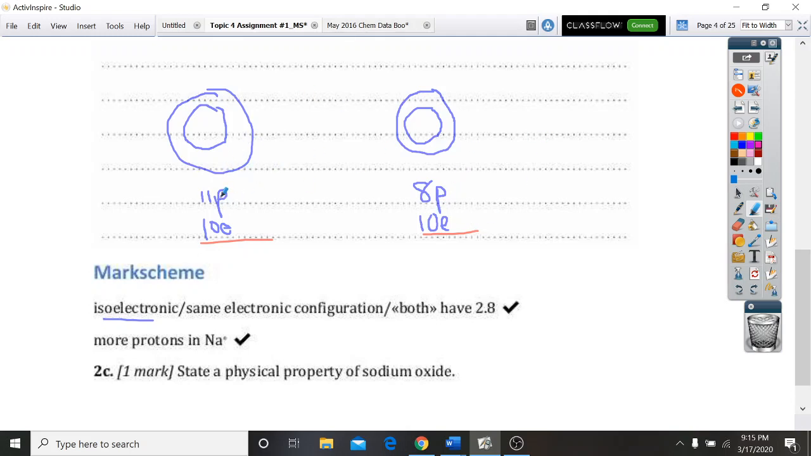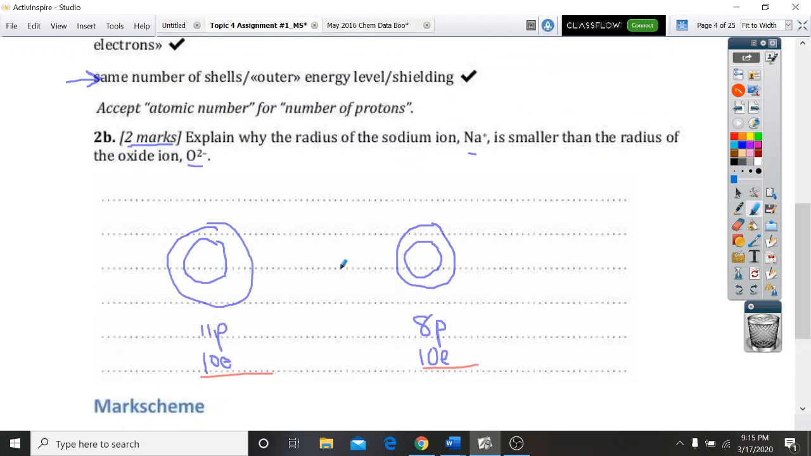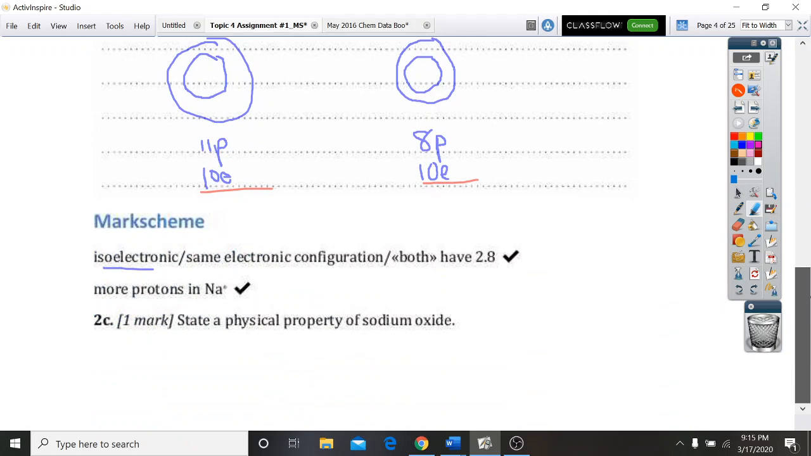Therefore, sodium shrinks inwards, right? The attraction is closer inward towards the nucleus, whereas for oxygen, the shielding is more at play, and you have a larger ion with oxygen. So why is the radius of sodium smaller? Because sodium has more protons, while oxygen has less protons, and yet they both have the same amount of electrons.